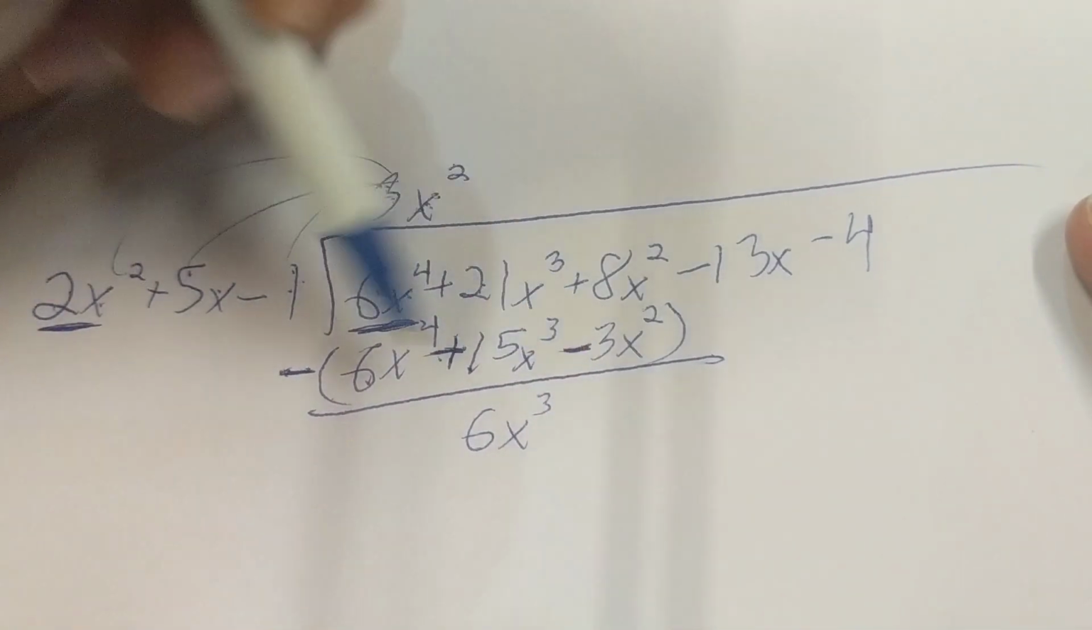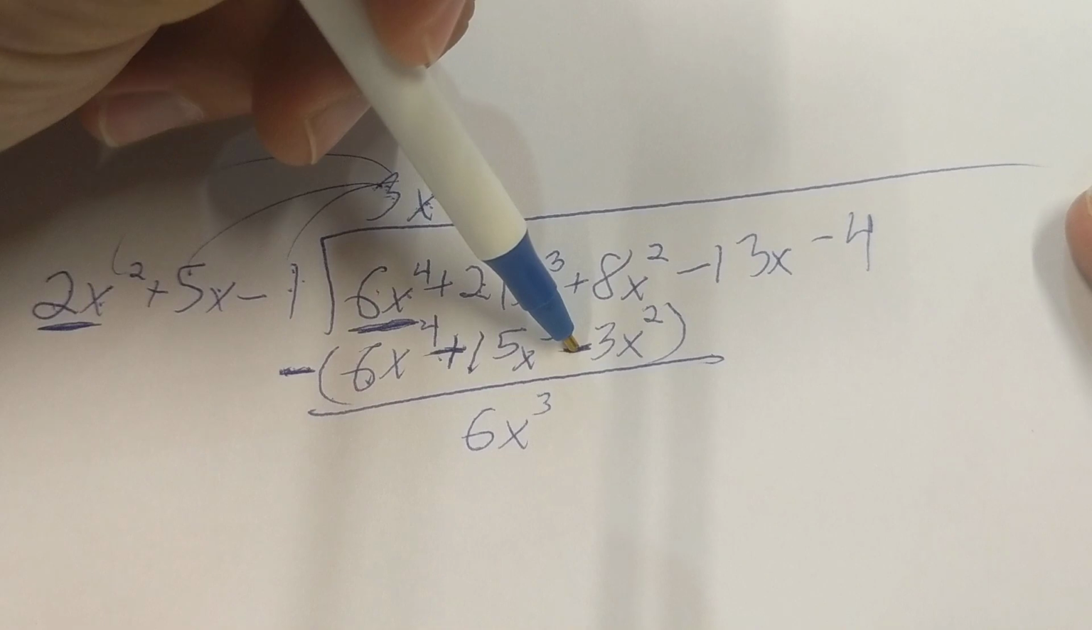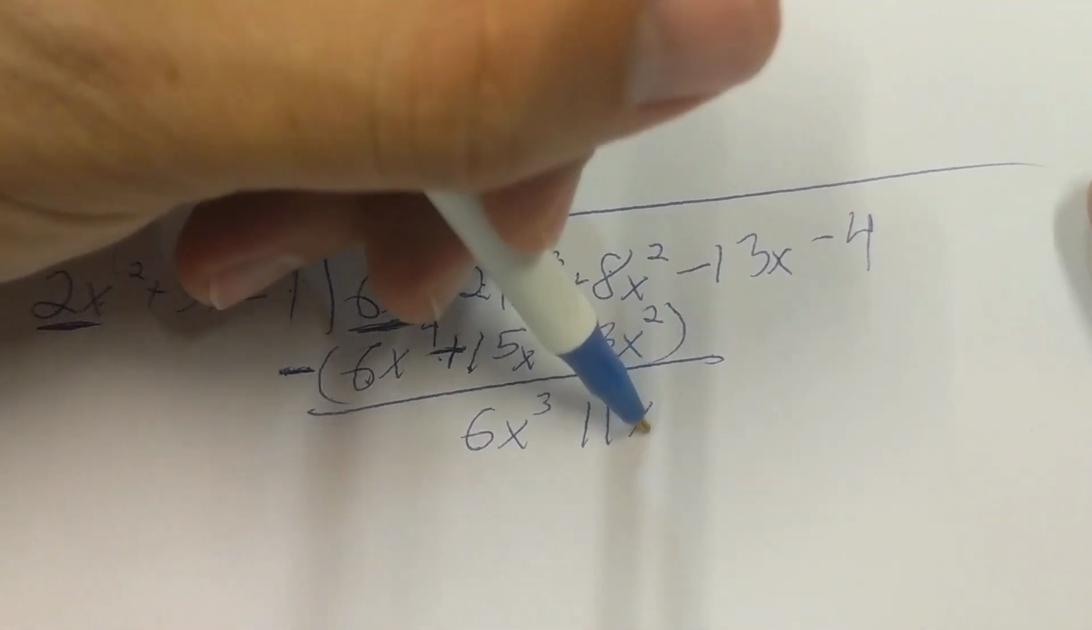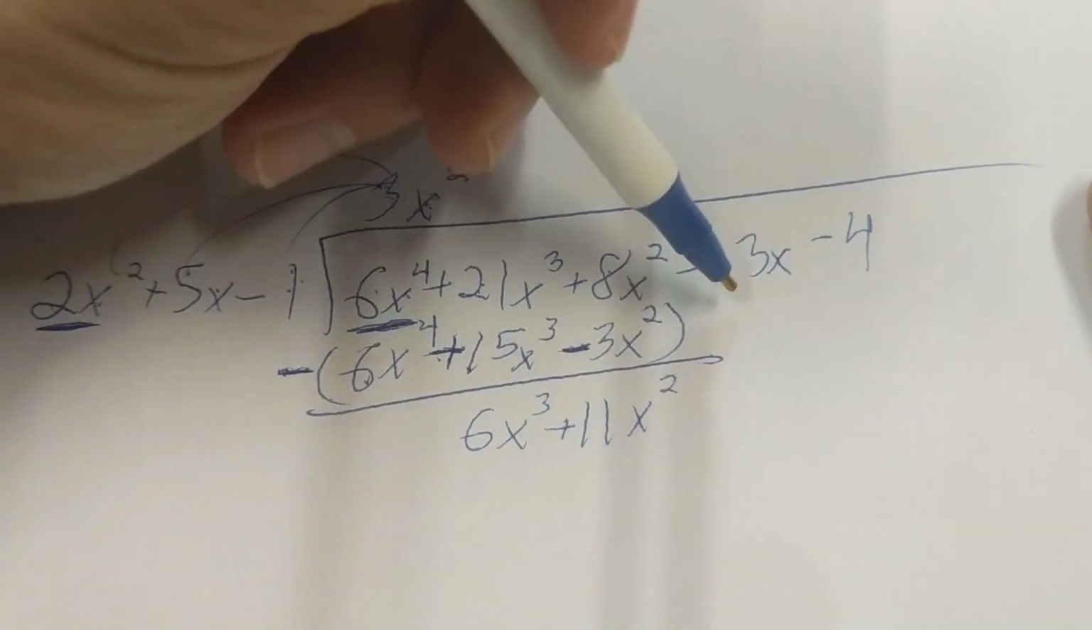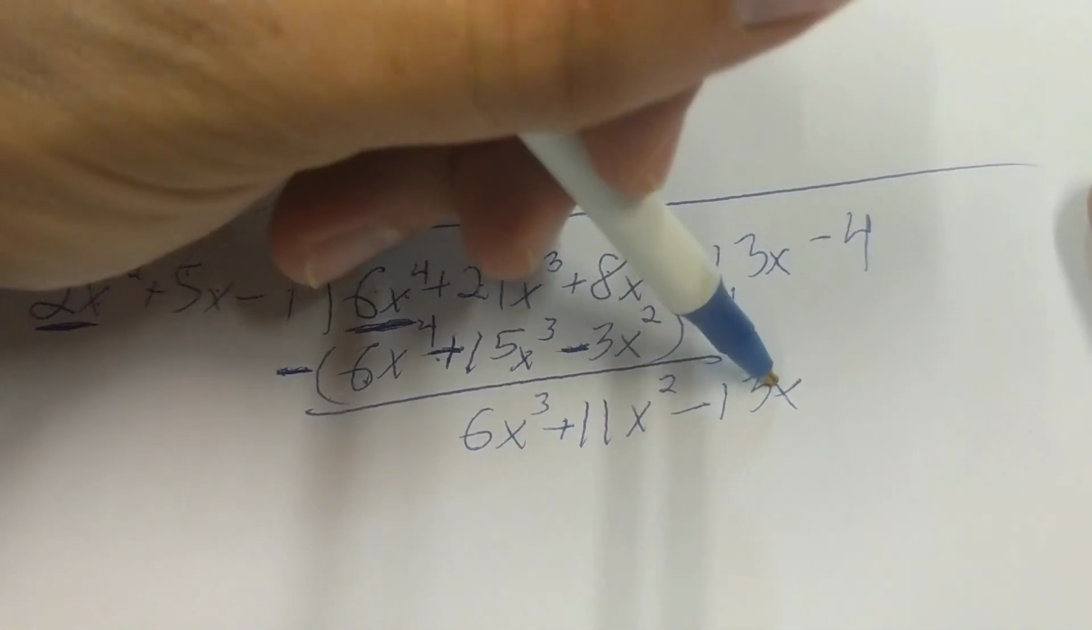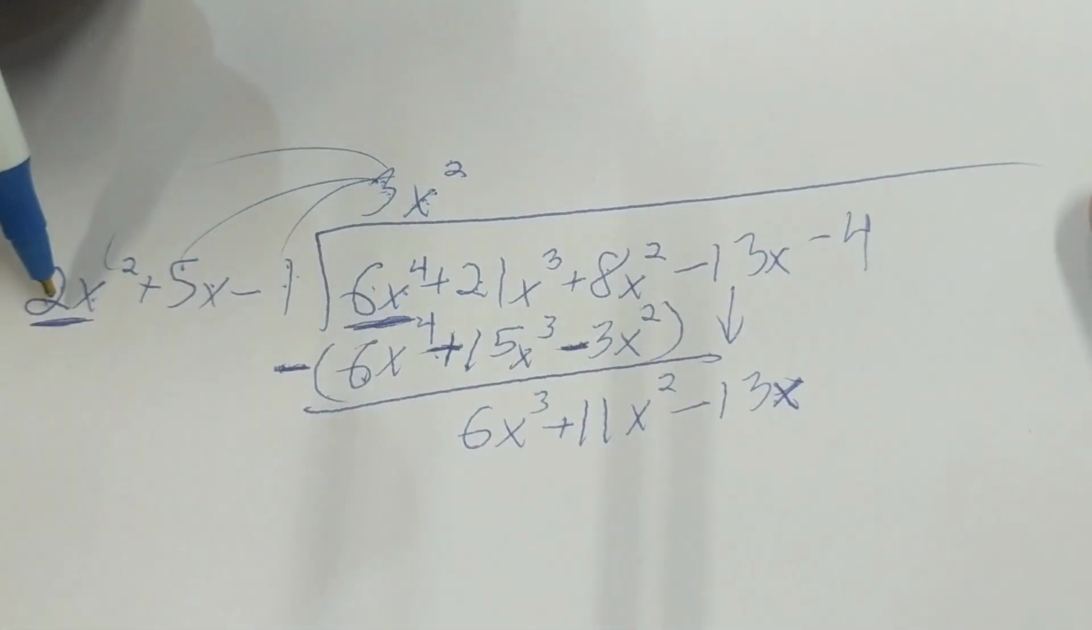And then this looks like minus, but it's a minus minus. So that's a plus 3. So 8 plus 3 is 11, x squared. Positive. Dropping the next one down, that'll be a minus 13x, and we'll try again. Couple of rounds of this and we'll be good.